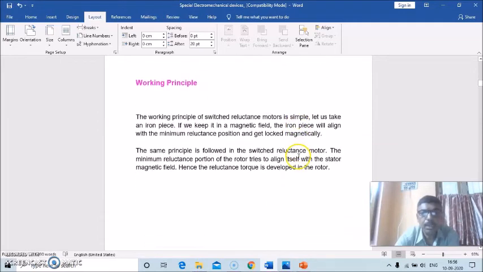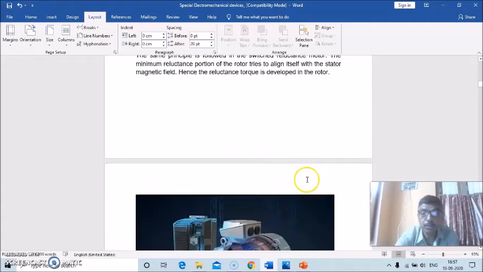The working principle of the switched reluctance motor is simple. If we take an iron piece and keep it in a magnetic field, the iron piece will align with the minimum reluctance position and get locked magnetically. The same principle is followed in the switched reluctance motor. The minimum reluctance portions of the rotor try to align themselves with the stator magnetic field, and hence reluctance torque is developed in the rotor.